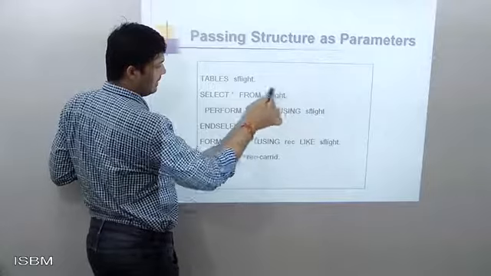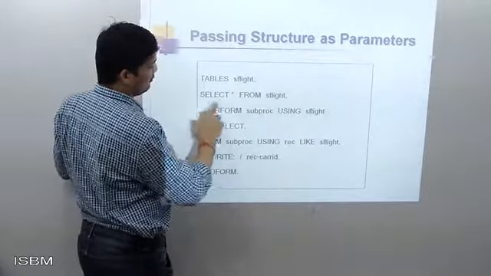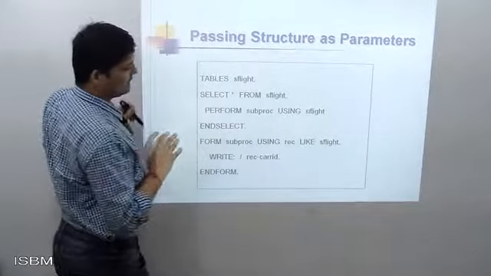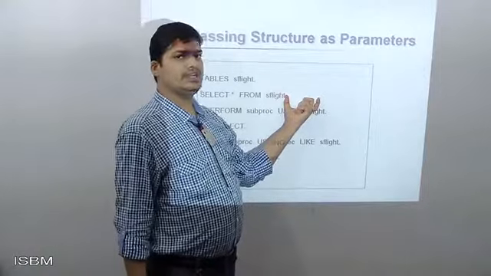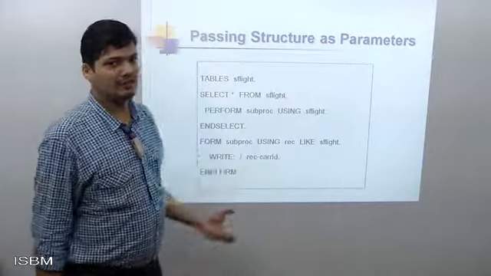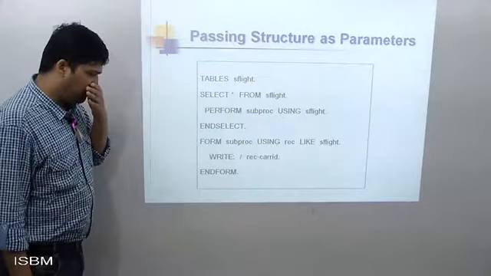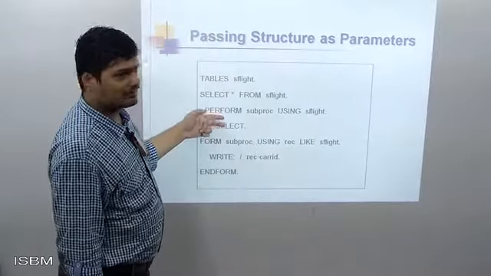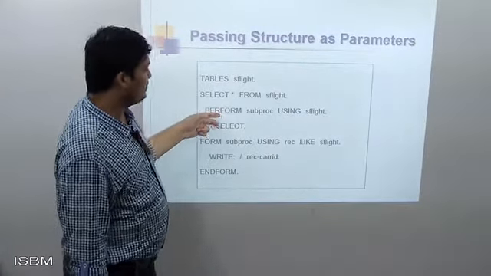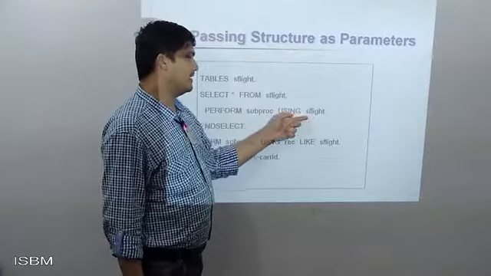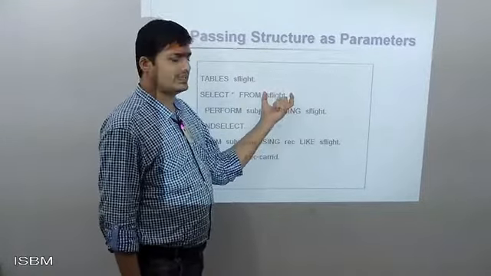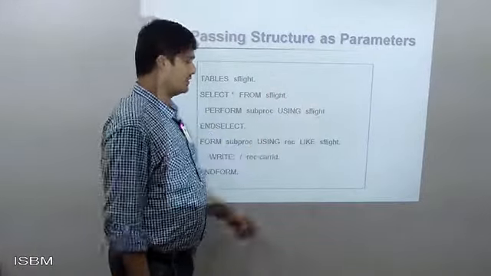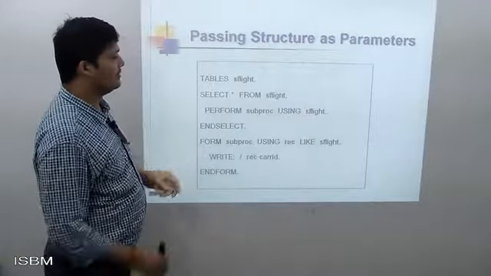I have written the SQL query over here to fetch the data from S flight. So I have written select star from S flight. I have not taken any internal table or any other thing to store that value. I have taken only a simple select star from S flight. Then I have used the subroutine: perform subproc using S flight. The same S flight, the same database table, I have used in the form using. So in the select I am using this perform.